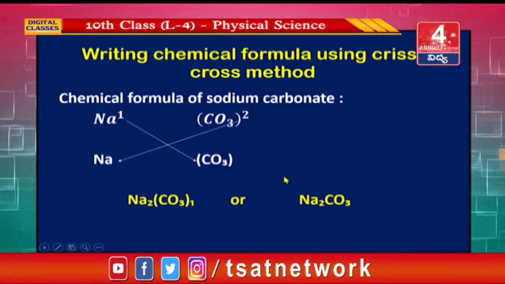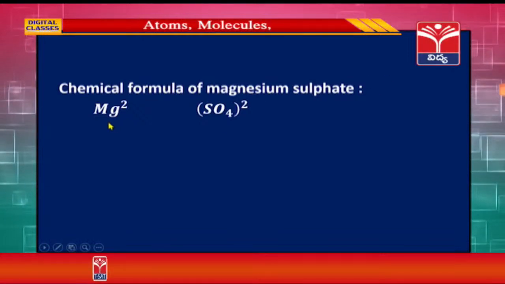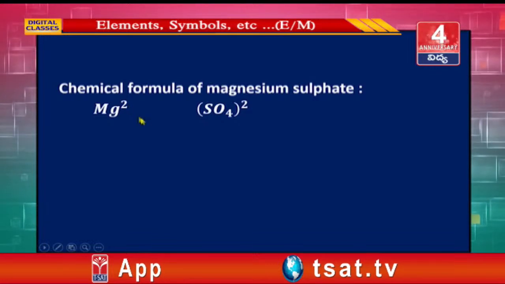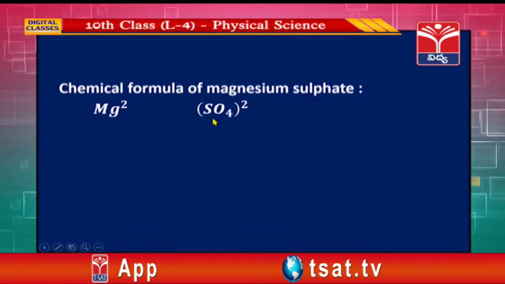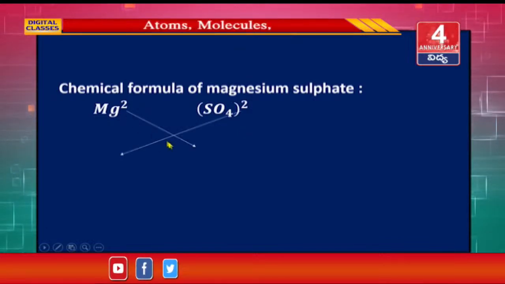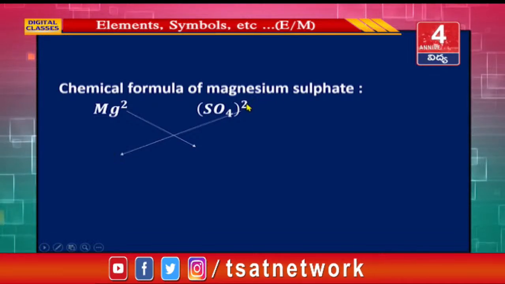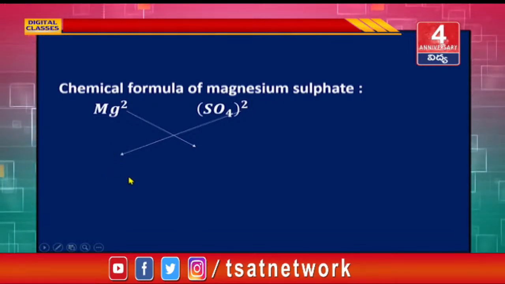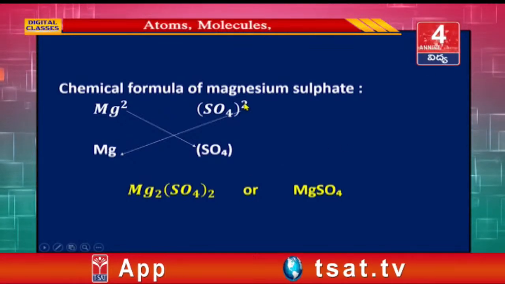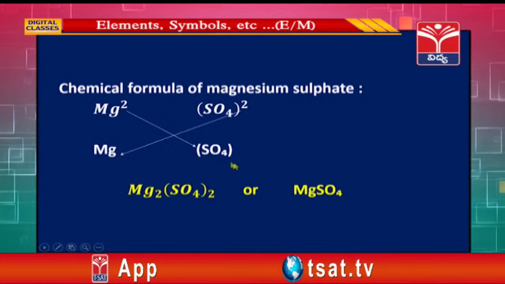Let us see another example. We will write a formula for magnesium sulfate. We have written the symbol of magnesium with its net charge and the symbol of sulfate with its net charge. Applying crisscross, the magnesium 2 comes to the sulfate side. Similarly, the sulfate 2 comes to the magnesium side. We will write the formula as Mg2. See, this 2 will be beside Mg, so it will become Mg2SO4 2.